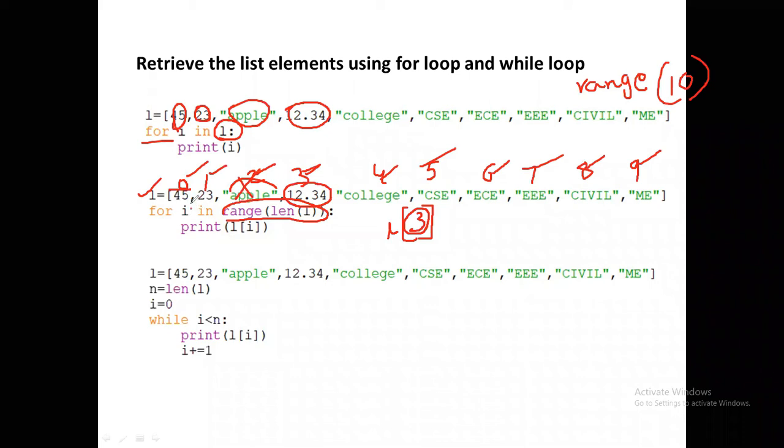Now initially the value is 0. So L of 0 means it prints 45. In the next iteration I becomes 1, so it prints L of 1. After that I value becomes 2 and you print L of 2 and so on. So this is how we can retrieve with the help of the range function. That means we retrieve with the help of indexes here. Earlier, we directly used the sequence of items in the list.